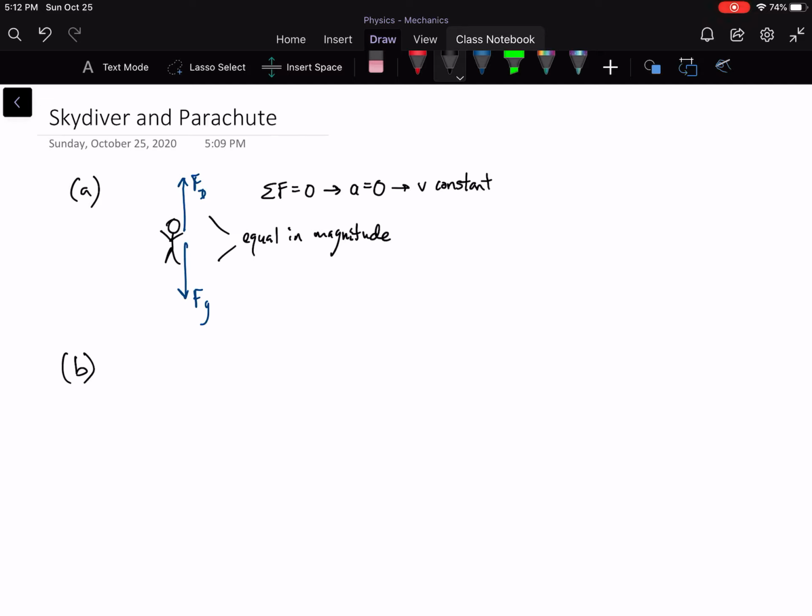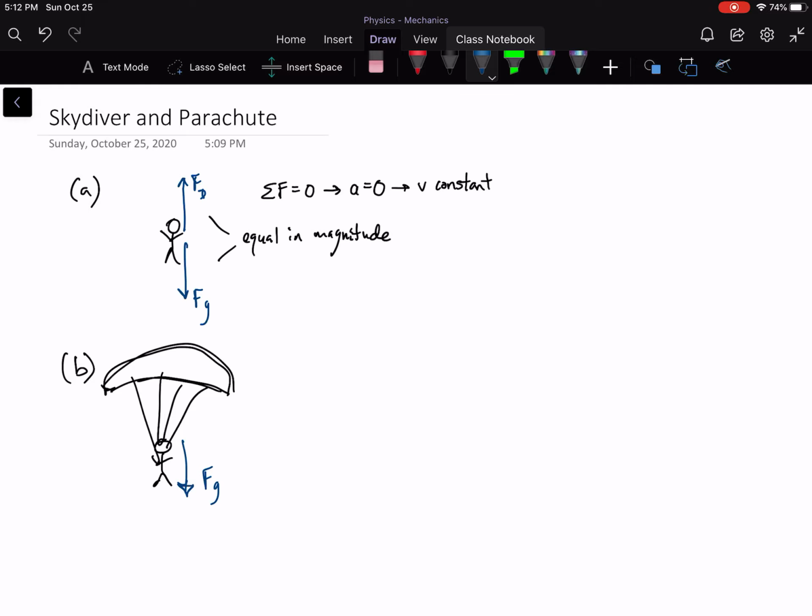Okay, so we've got now a skydiver and we've got a parachute. Something like that. Sweet drawing skills that I've got. And clearly the skydiver was carrying this thing along with him, so the force of gravity isn't going to change on this. It's going to be the same as it is in the diagram I did for part A.